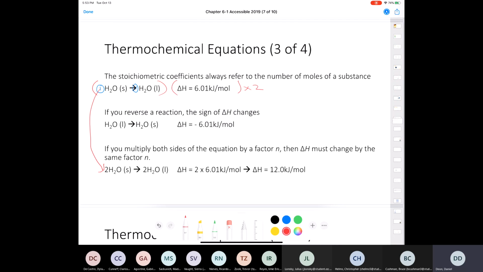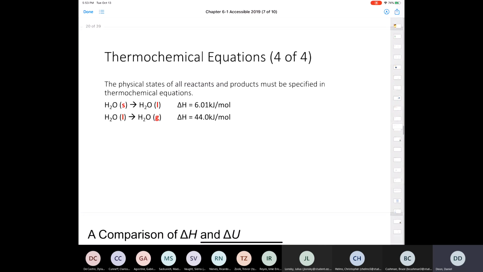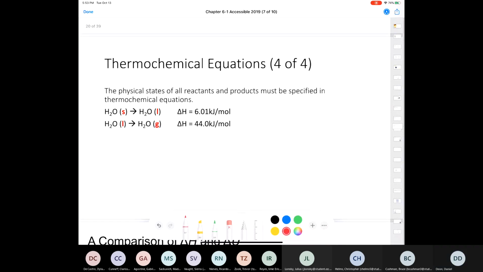These are some rules that you have to be able to apply in order to manipulate delta H. One more thing I want to show you about delta H before we call it quits for the evening is that when you're looking at all these equations, whether they're physical changes or chemical changes, the physical states, which are what? Solid, liquid, and gas, those of all your reactants and products, have to be specified in the thermochemical equations. Let me give you a $100 reason as to why.